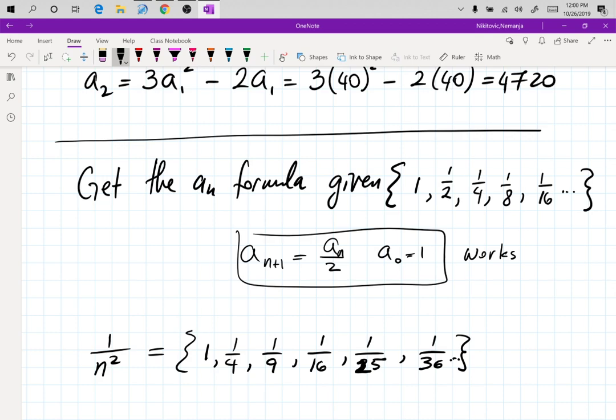Is it 1 over 2n minus n? Subtracting that? Mm-mm. You are so close, guys. So it's not 2 times n. It's not n squared.